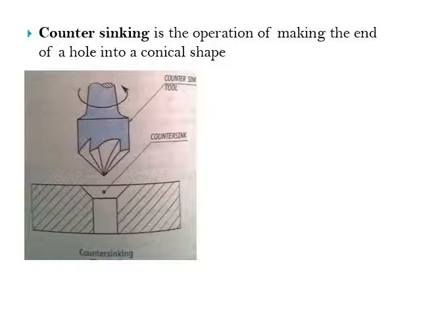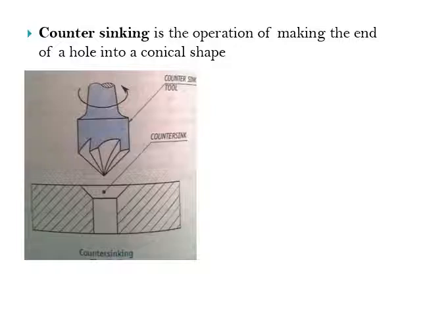So counter sinking is the operation of making the end of a hole into a conical shape. So it is called the counter sinking operation. This is called a counter sinking tool. This counter sinking tool is fitted in a sleeve. It is rotating and the workpiece is fixed. Make a hole on that workpiece, conical shape. That is important.